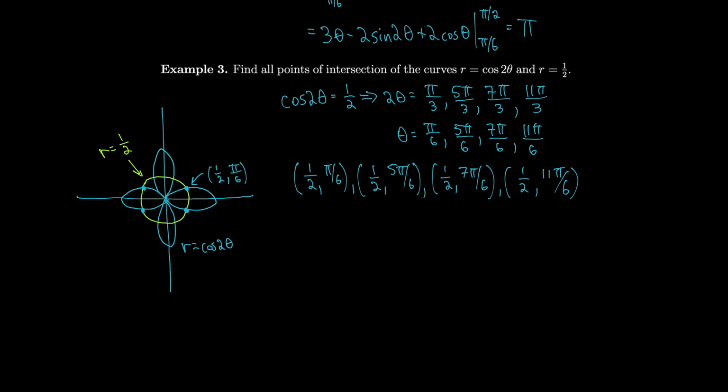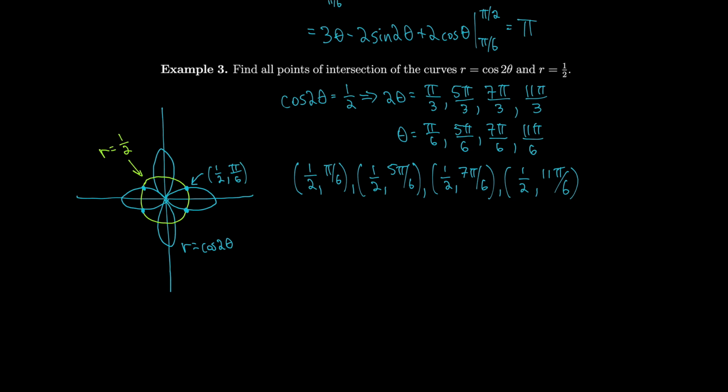So let's see if we can figure out what those other 4 intersection points are. Well, it looks like by symmetry, if this guy's at pi over 6, then this guy should be at pi over 3. Similarly, this one should be at 2 pi over 3, and 4 pi over 3, and 5 pi over 3. However, where did these missing points come from? Well, we set cosine 2 theta equal to a half. But r equals a half is only one possible equation for our circle. We could have also done r equals minus a half.